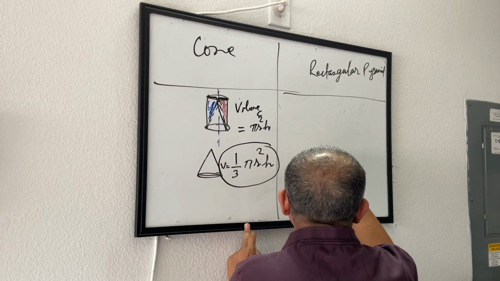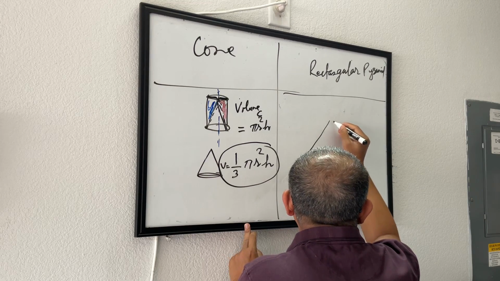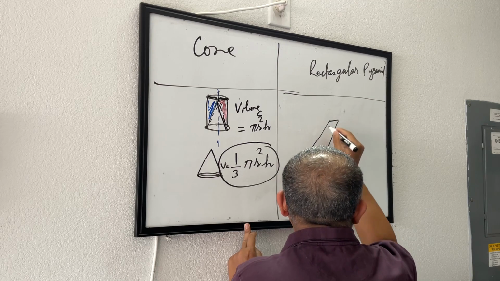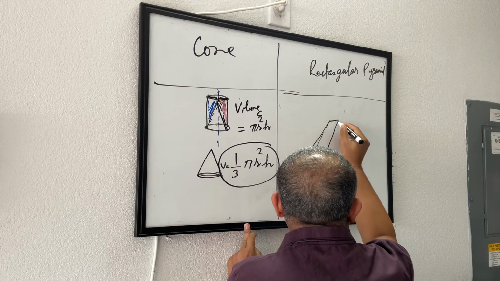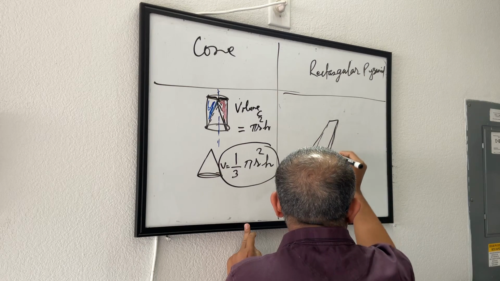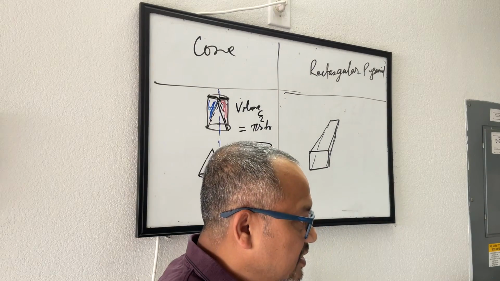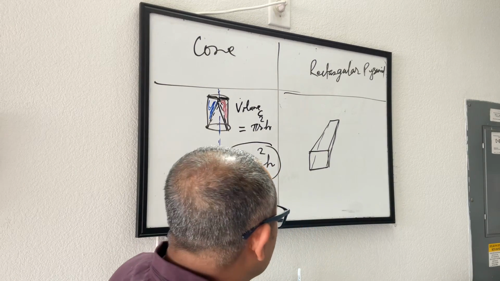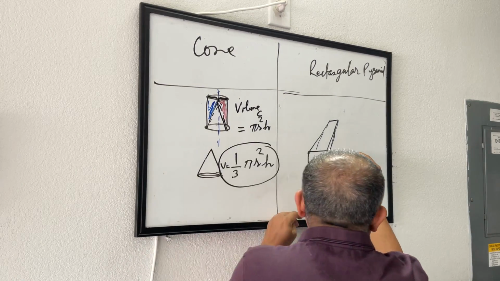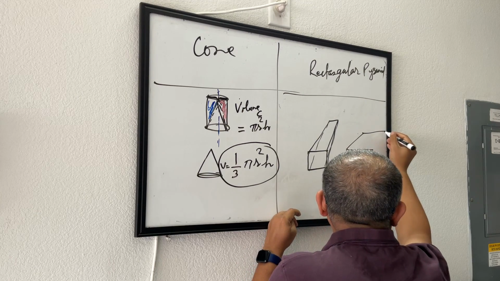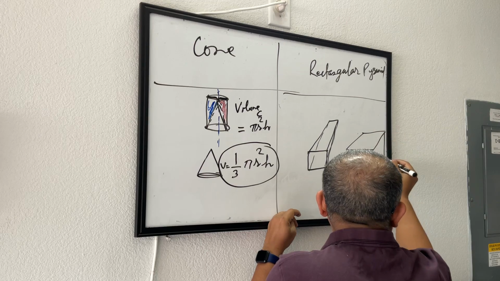So this is my shape, I'm calling it a right pyramid, a rectangular pyramid. So we had a cuboid, and we did the same thing.